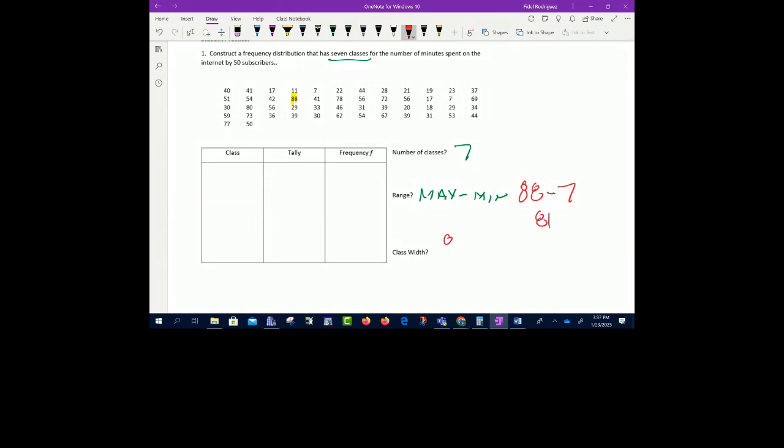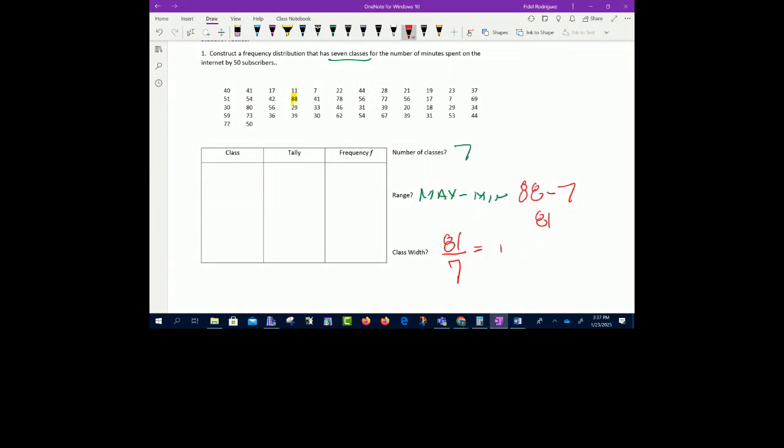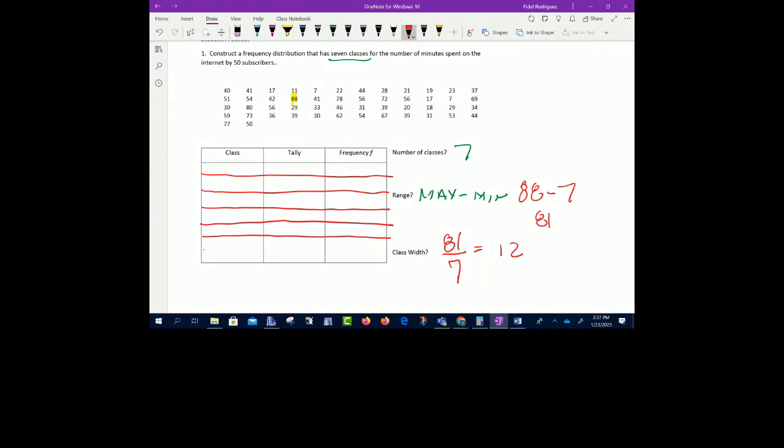And remember, the way we find the class width, we take 81 and divide it by 7. 81 divided by 7 is 11.5. So that means the class width is going to be 12. Whether it was 11.5 or 11.01, it would still be 12. So we're going to see if we can make 7 classes. I'm going to try to do this as pretty as I can. When you're doing this in MyLab, they're real generous and they set up the tables for you so you don't have to write all this out.